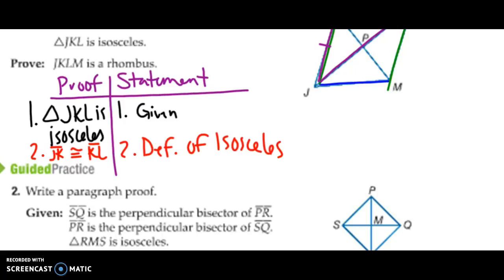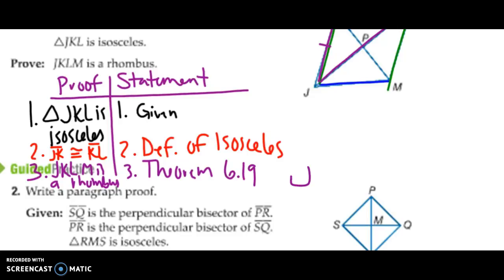Okay. And then we actually had one of the theorems. It was theorem 6.19 that said if you have two consecutive congruent sides, then it's a rhombus. So that's going to be our last step. Step 3 is going to say that JKLM is a rhombus. And if you're wondering how we got that, remember that's theorem 6.19. Box it and we are done.